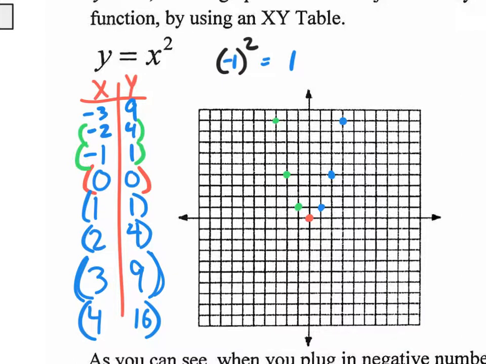They're at the same y level, but they're on the other side. It's being reflected on the other side, right? Now, the most important point on any parabola is going to be the highest point or the lowest point. In this case, it's the lowest point. That point's called the vertex. We'll get to that in a little while.